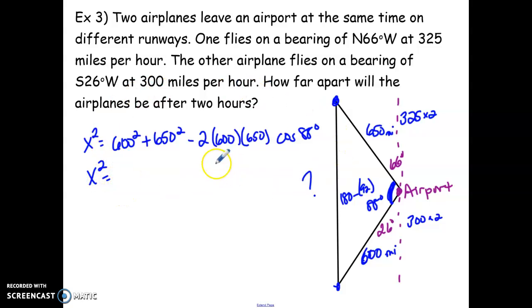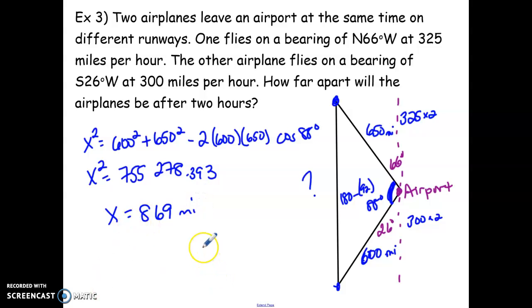Okay, type all of that in your calculator. You get a very large number, 755,278.393. Take the square root of both sides and round to the nearest mile. You get about 869 miles. Okay, and that is it for law of cosines.